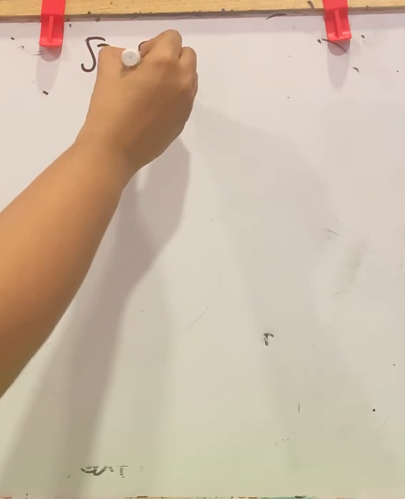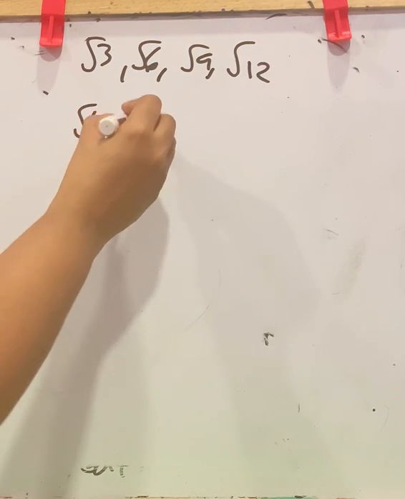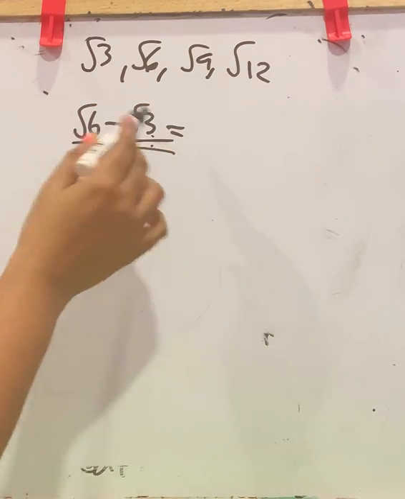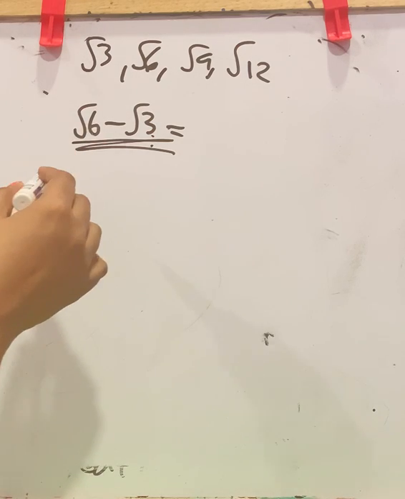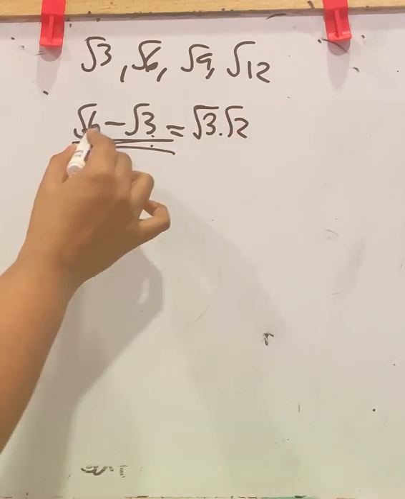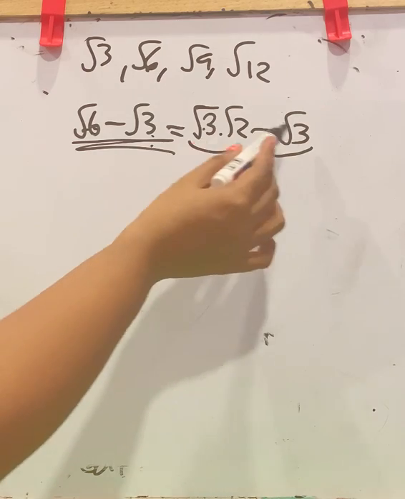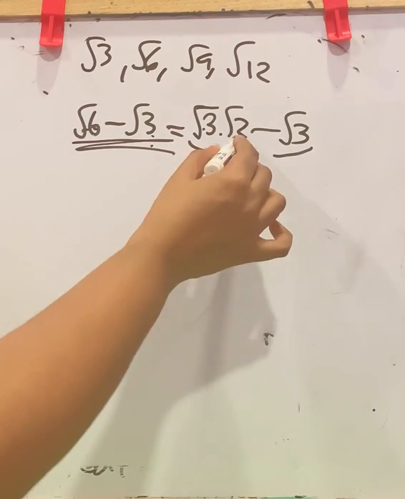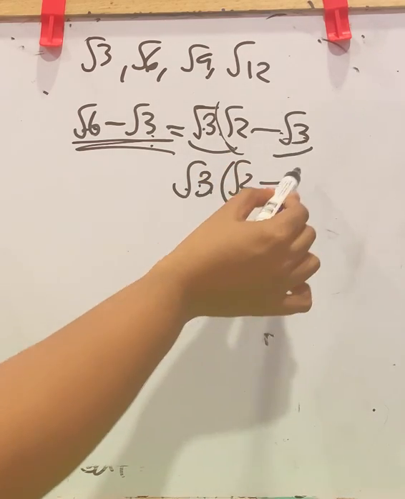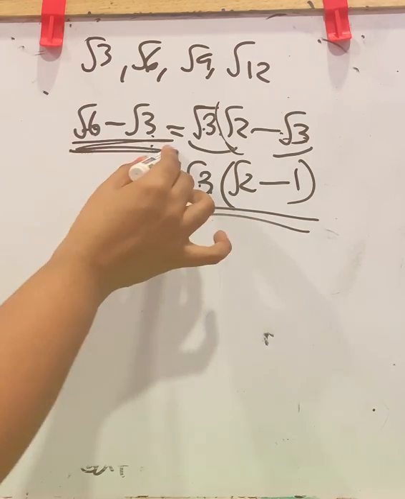Root 3, root 6, root 9, root 12. Root 6 minus root 3. The numbers inside the roots are not same, so you can't proceed. This is the final answer. Or you can rewrite like this: root 6 you can write as root 3 into root 2, so root 6 minus root 3. Now in these two terms you have root 3 common, so take root 3 outside, balance will be root 2 here, minus 1 since root 3 is taken outside. This is the answer. No need to do this, just keep it like this.